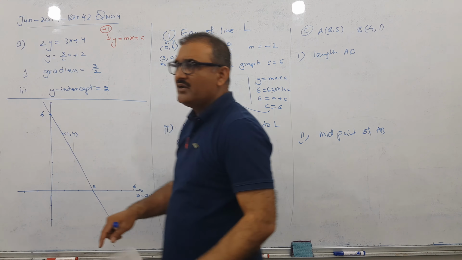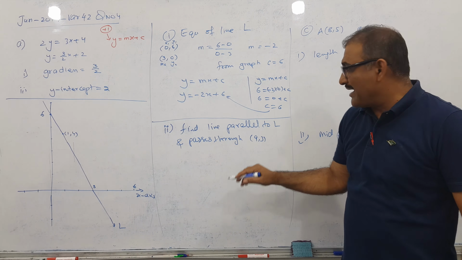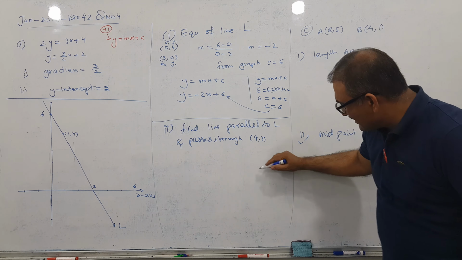So let's go with another one. I have finished. Find the line parallel to L. Parallel to L passes through a point. Actually, line L is this way. You can see here, line L. Okay. Some mistake there? Find the line perpendicular. Oh, thank you very much. Okay.